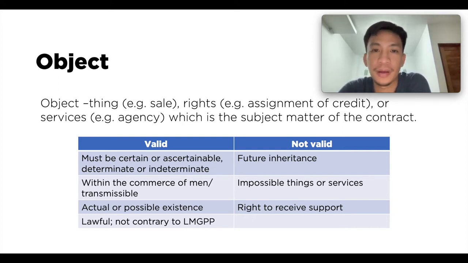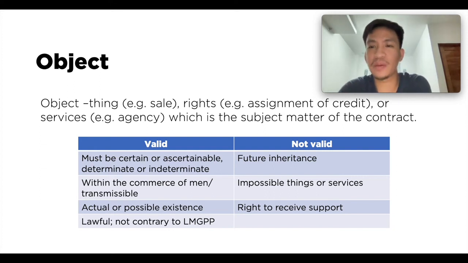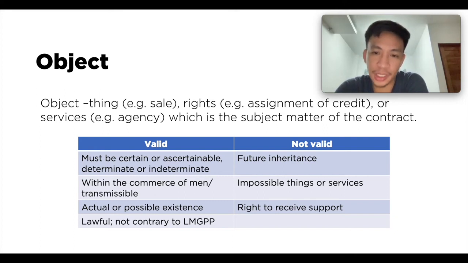For example, although I consider this impossible, pero siguro times may change later. For example, I will give you 1 million pesos pero you will have to remove yung tubig sa buong Pacific Ocean. Because it's impossible service, right? So really, there's no object there. I mean, the object there is not valid because that is a service that is impossible.